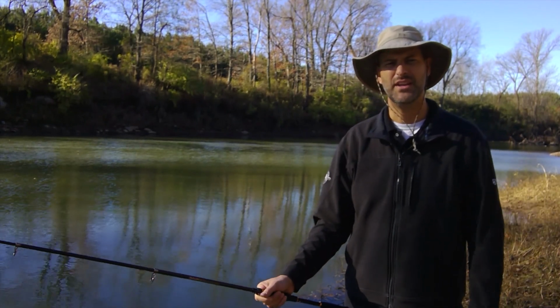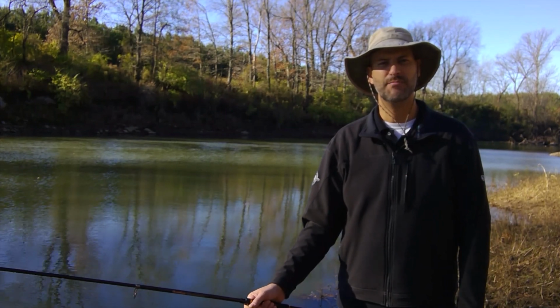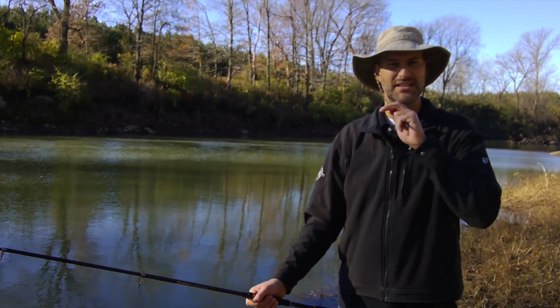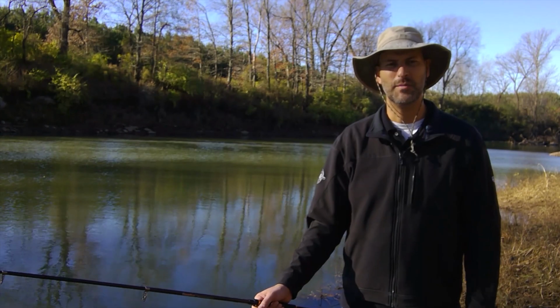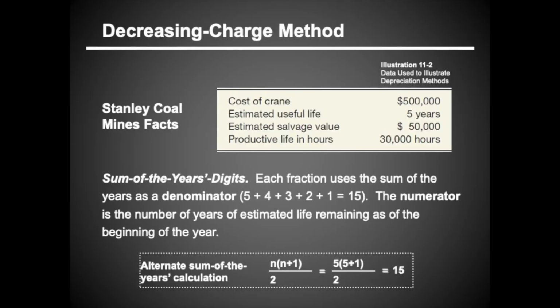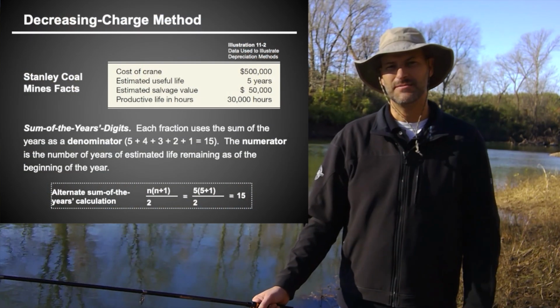So that's the straight line method. If we move on to a decreasing charge method, we take, again, the same facts and circumstances for Stanley Coal Mine. We're going to take the sum of the years digits. We're going to cover two decreasing charge methods. The first is the sum of the years digits.